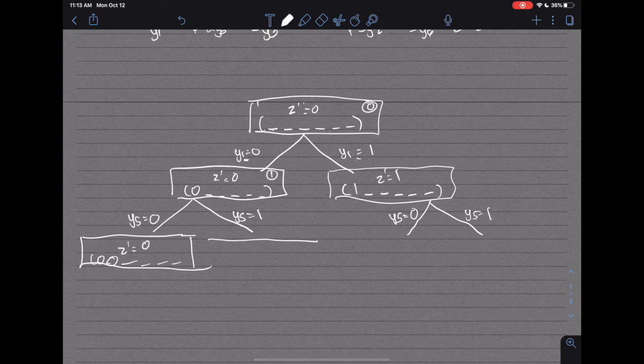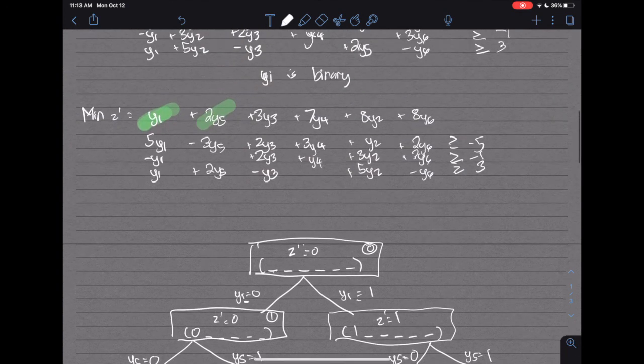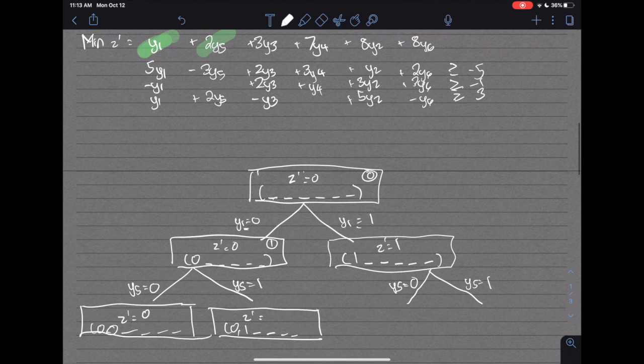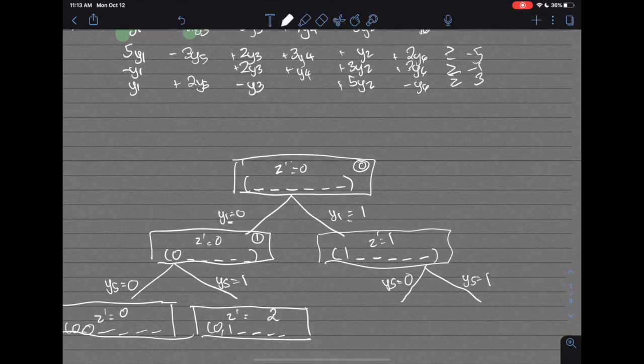About here, you have 0, 1, blank, blank, blank, blank for the other 4. Z prime here is equal to, so y1 now has a value. Sorry, y1 is 0 and y5 is 1. So for this node, we get 0 times y1 plus 2 times 1. So we get a z prime value of 2.